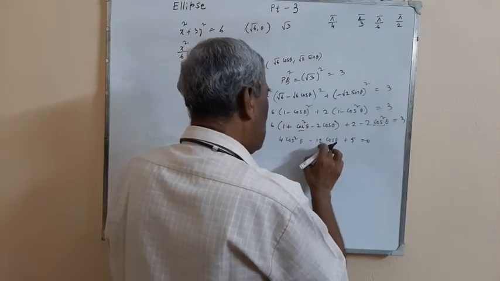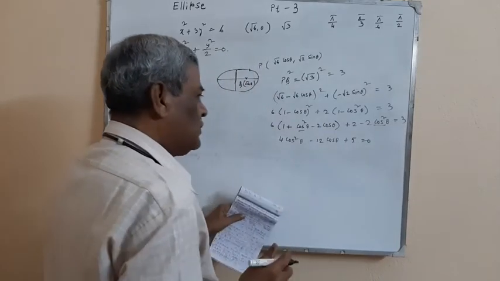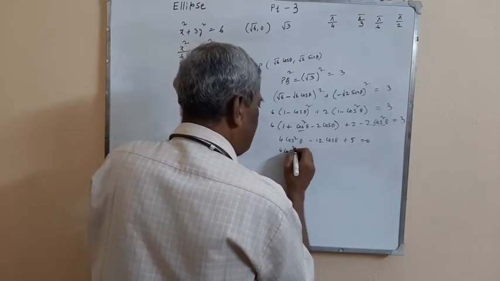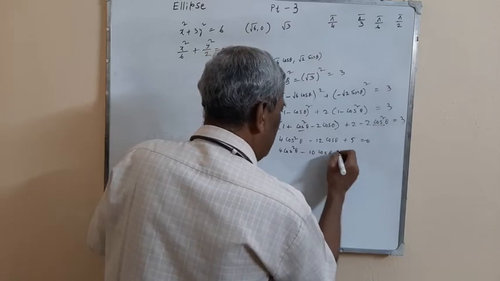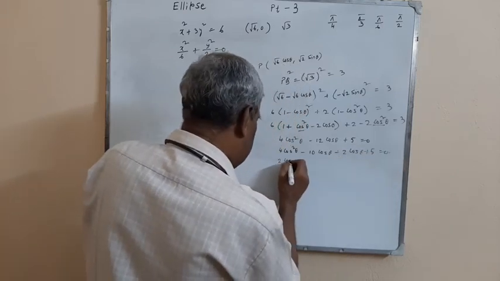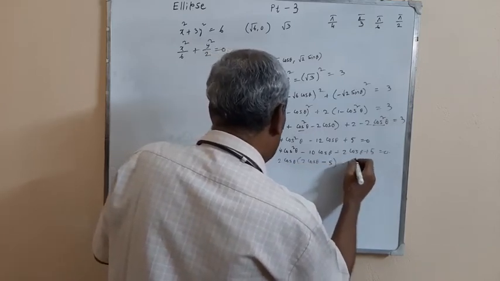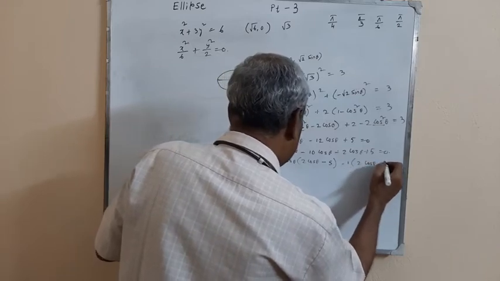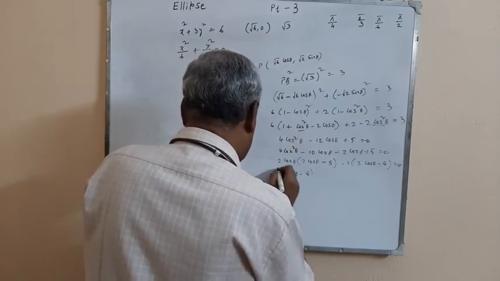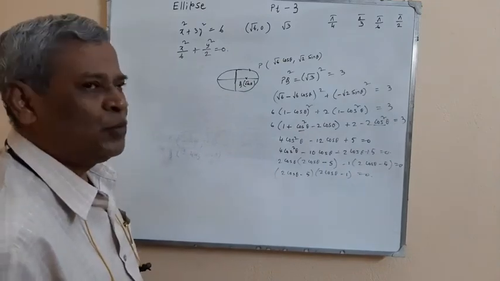So 4 cos square theta minus 10 cos theta minus 2 cos theta plus 5 is equal to 0. That is 2 cos theta into (2 cos theta minus 5) minus 1 into (2 cos theta minus 5) is equal to 0. So that we get (2 cos theta minus 5) into (2 cos theta minus 1) is equal to 0. We get two values of cos theta.